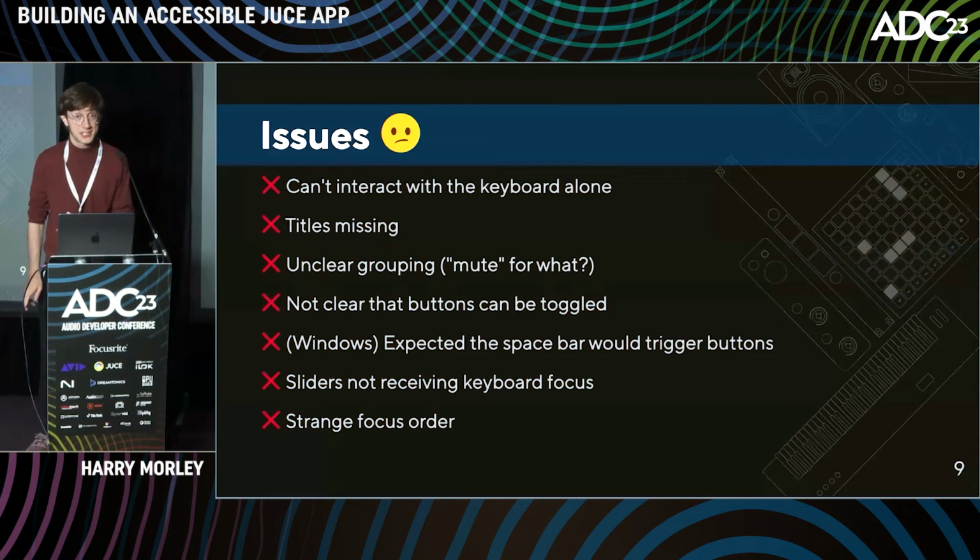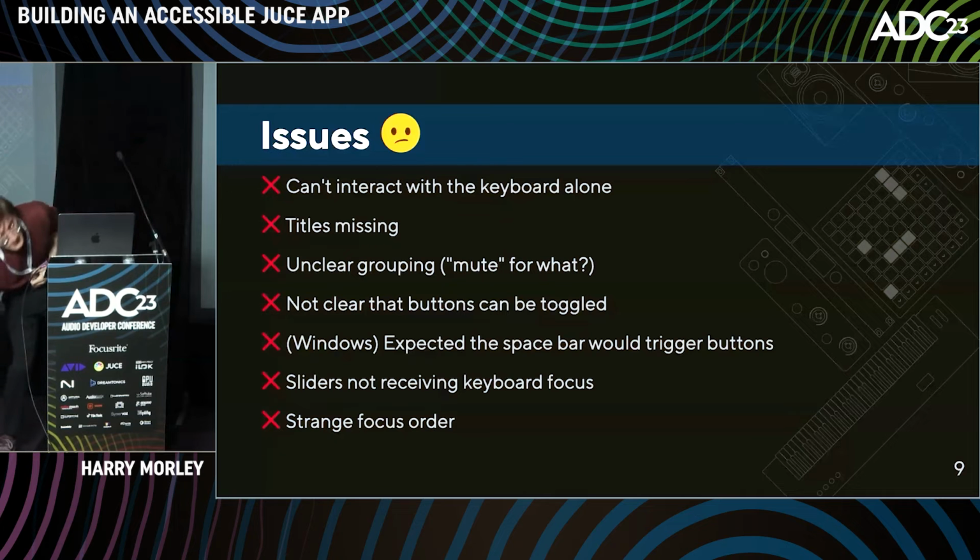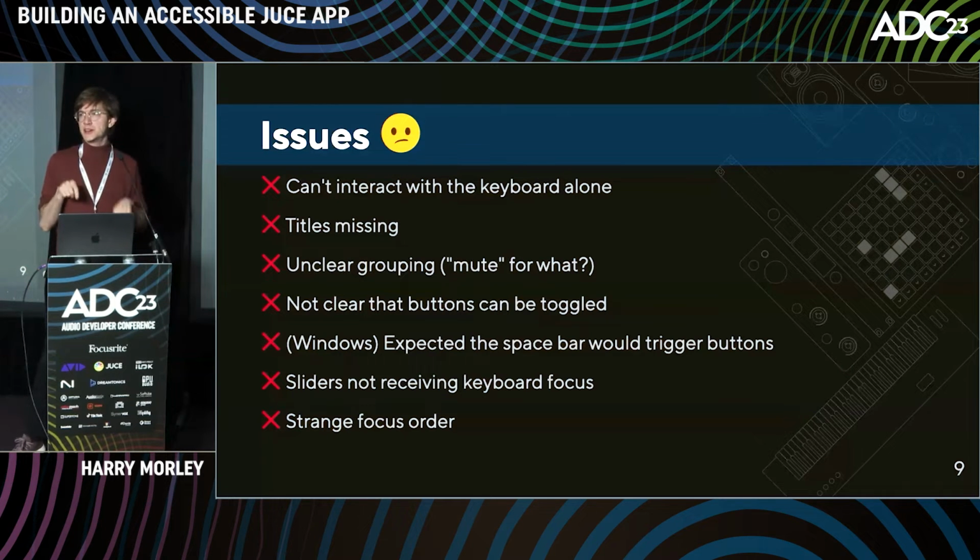So, right, there's some issues. As you can see, we couldn't initially interact with the keyboard alone. We had to either click in the window for tab to start working, or the VO and arrow keys somehow managed to get it to work. But the tab key at first didn't work. There were loads of titles missing where we didn't know what was what. We can kind of infer from the value and the dB, but it wasn't good enough. Unclear grouping. There seemed to be multiple copies of the same component. Mute for what? Or phantom for what? There's quite a few, and it's not clear.